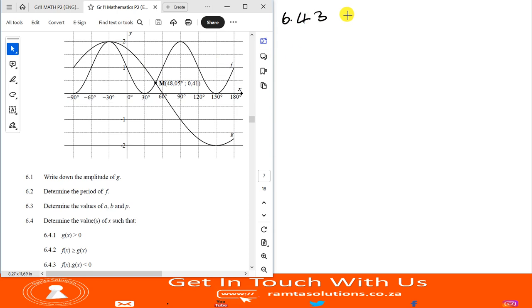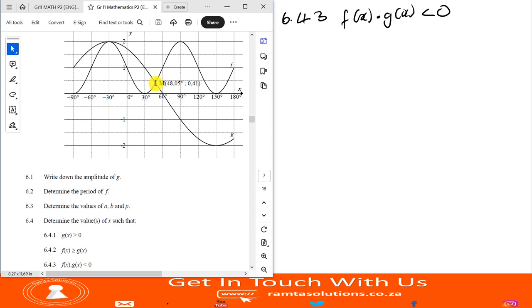6.4.3 says f of x times g of x is less than 0. So, guys, f of x times g of x is less than 0. What it means is that if one is positive, the other is negative. Are you guys following? If one is positive, the other is negative. I hope you guys got that. I like using points of intersection. To the left of the point of intersection, they are both positive. It doesn't help us. To the right of the point of intersection until the next point of intersection. Let's see.